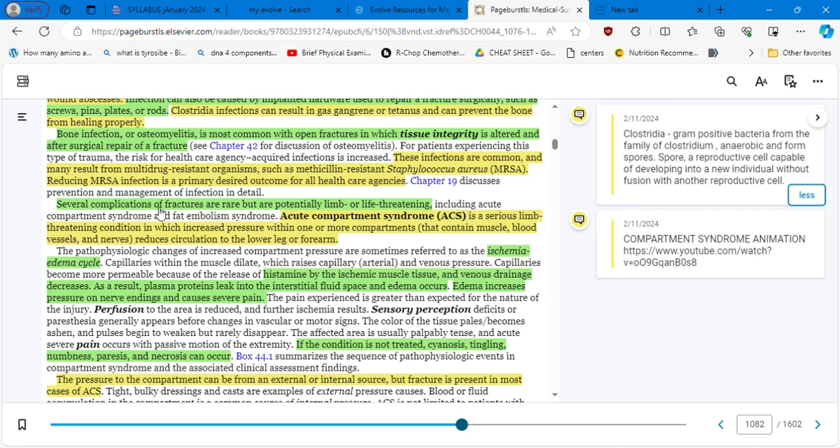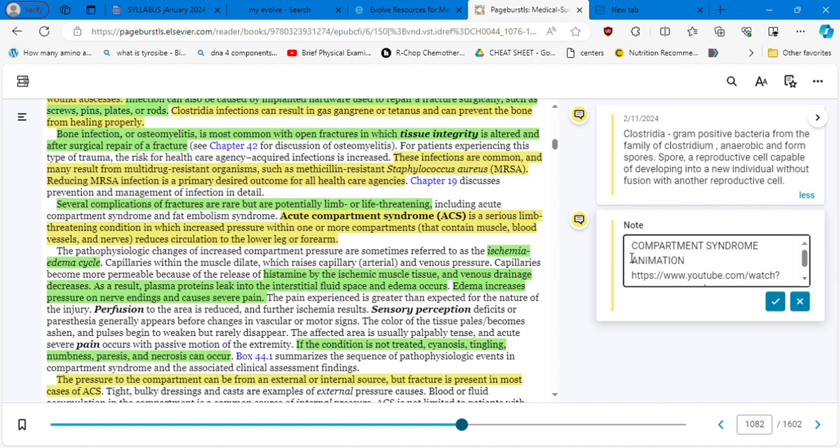Several complications of fractures are rare but are potentially limb or life-threatening. Acute compartment syndrome, this is another concept, is a serious limb-threatening condition in which increased pressure within one or more compartments that contain the muscle, blood vessels, and nerves reduces circulation to the lower leg or forearm. And to understand better the pathophysiology of compartment syndrome, we are going to watch the following video.